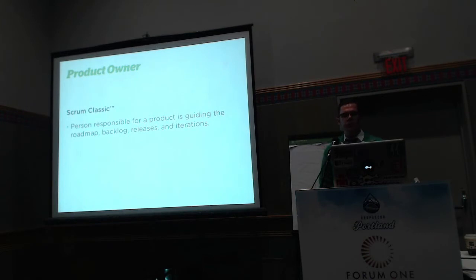So the traditional notion of a product owner is a person responsible for a product, and they are guiding the roadmap, the backlog, the releases, and the iterations. So the product owner is many things, sometimes referred to as the single wringable neck of the project. If the stakeholders don't like what's happening, they can go scream at the product owner. Why didn't this solve our business goals? Why is it late? Why is there a budget?